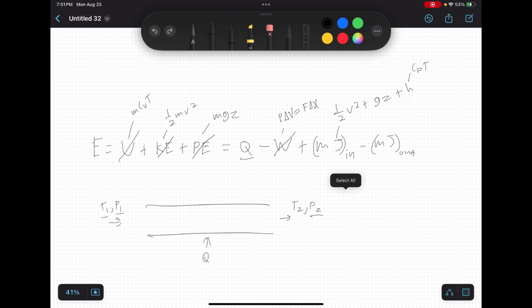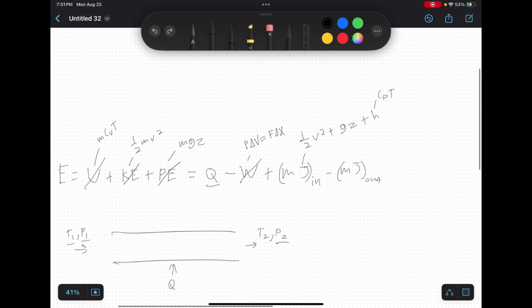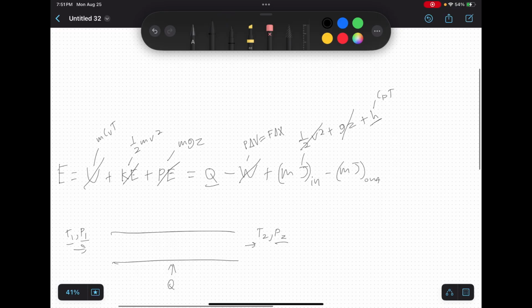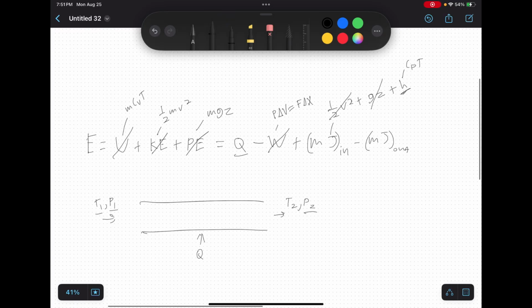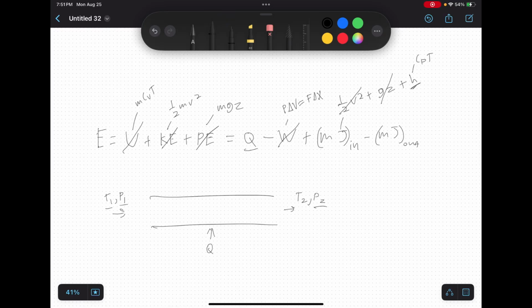Okay, and then the mass flows. We assumed that the velocities were the same, so that cancels out. We assumed the heights were the same, so that cancels out. We are left with the H's though. And the reason for that, as I mentioned, is that everything in the system is moving.